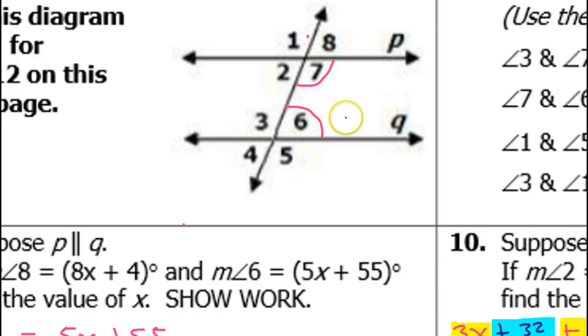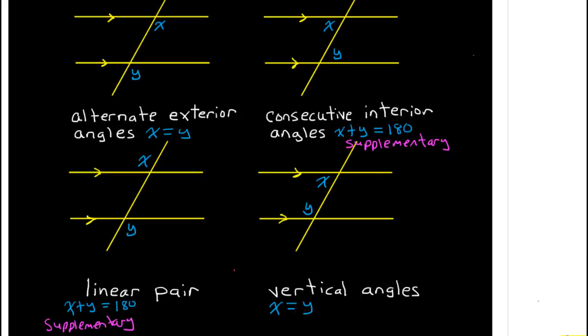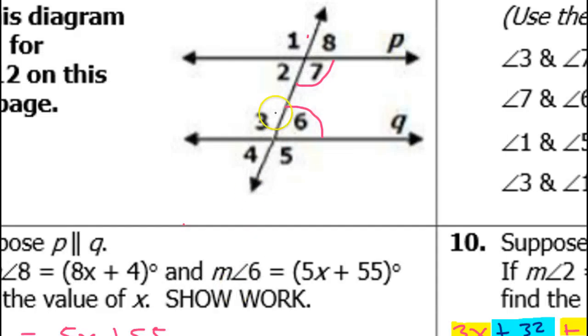Okay, these are consecutive interior angles. These should be supplementary if the lines are parallel. So if I look and I see that they are supplementary, then I'll say yes. If I look and I see that they are not supplementary, then I'll say no, they are definitely not parallel.